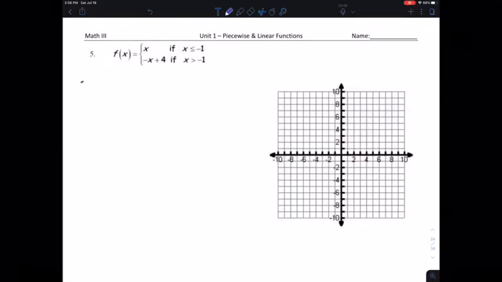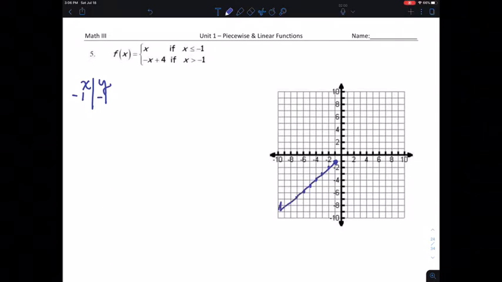The first graph that we did, the first piece is x, and that's simple because when we're at -1, then y is -1. So our first graph would be at -1, -1. It would be a closed circle, and we would go down and to the left because it has a positive slope. And so our first line will look like this, closed circle.